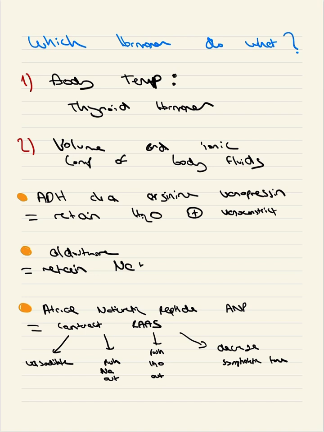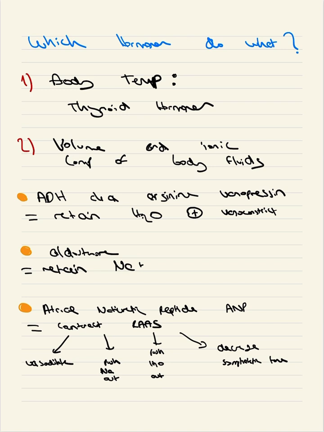So for body temperature, you have your thyroid hormones. For volume and ionic composition of body fluids, you have your antidiuretic hormone, aka arginine vasopressin. It retains water and vasoconstricts, so it increases your blood volume and blood pressure. Aldosterone retains sodium, does the same thing. It will increase blood pressure.